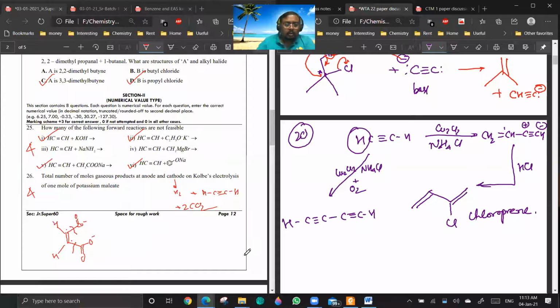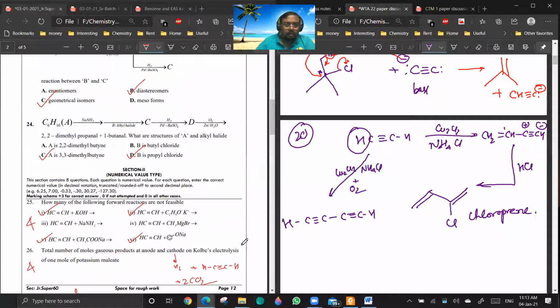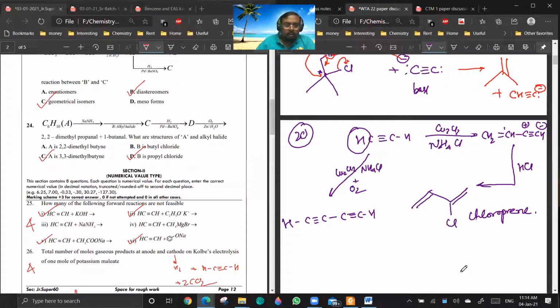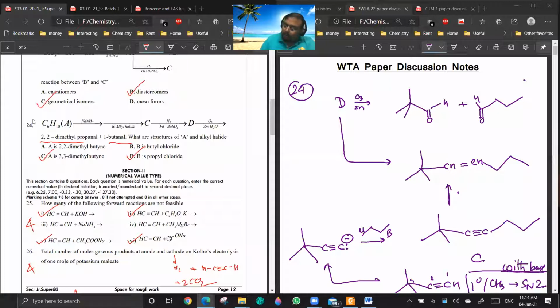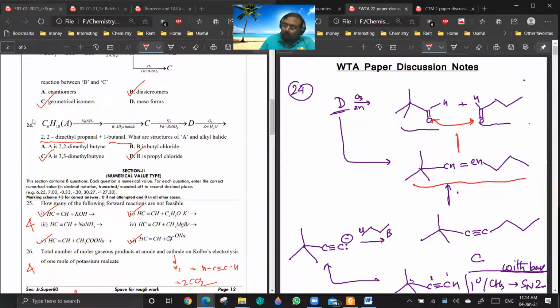Sir, can you say the product B in 24? In 24, we have to go backwards. So these are the final products, and we are getting this from the ozonolysis of D. So what will we do? We will just join these two groups. So this is the alkene whose ozonolysis will give this. Yes or no?